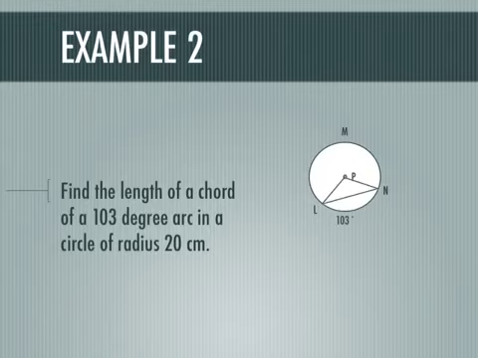Find the length of the chord of a 103-degree arc in a circle of radius 20. Okay, so let's talk about what the wording is saying. Find the length of the chord. So remember, the chord would be this, from L to N. So I'm trying to find this, of a 103-degree arc. So I know this measurement is 103 degrees. And then the circle has a radius of 20. That's these pieces right here, from P to L and P to N.